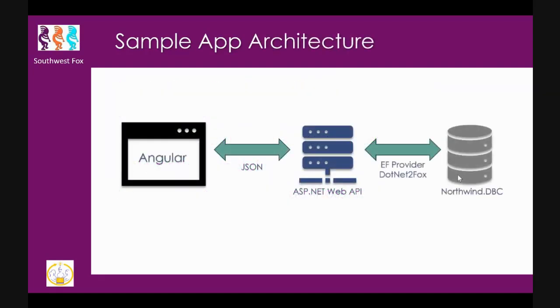And here's the architecture of the sample app. I've got FoxPro data in Northwind DBC. I used ASP.NET Web API for the web server, and that uses the Entity Framework provider that Tom Brothers created to access that data. And I've also used .NET to Fox to run reports. Now, this backend portion could be replaced with Westwind Web Connection or maybe one of the other web frameworks. So you can be totally FoxPro on the back end. Our focus is going to be on the front end, which is running Angular. Okay, let's dig in.